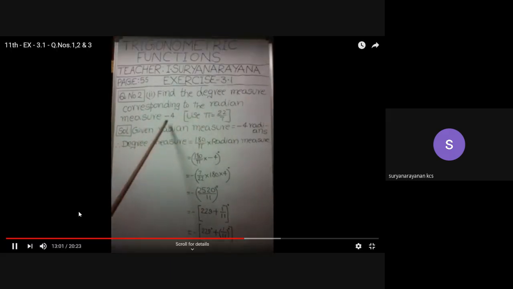Now come to the Roman number 2, second question. Find the degree measure corresponding to the radian measure -4. Here the angle is given in the radian measure. What is the measurement of the angle? -4 radians. Here we have to use pi is equal to 22/7 when you are converting this radian measure into degree measure. Understood this question, my dear children?